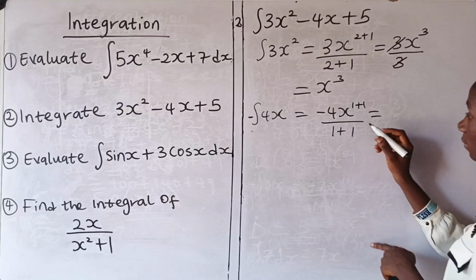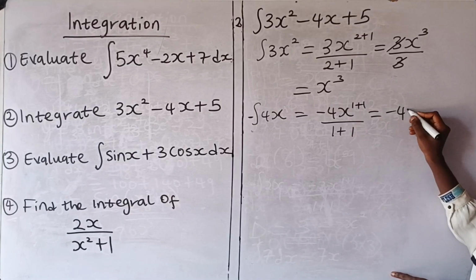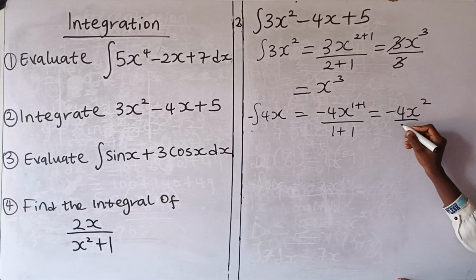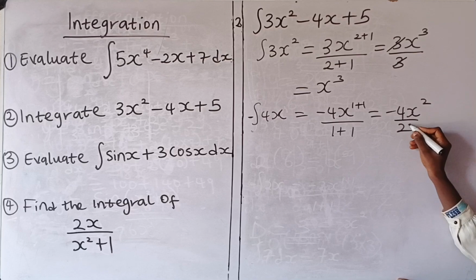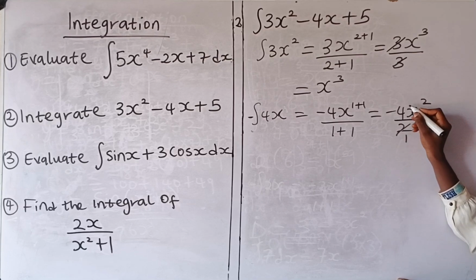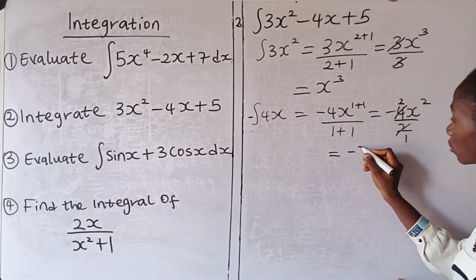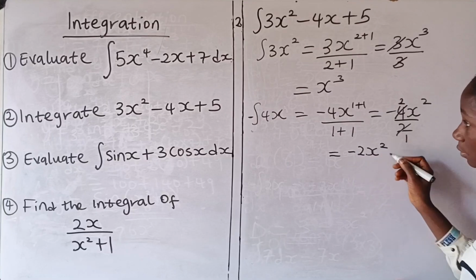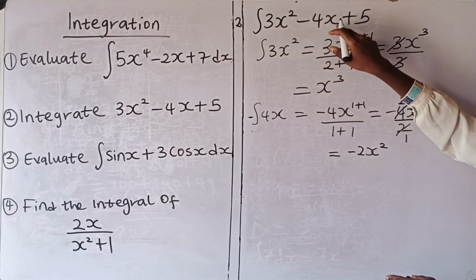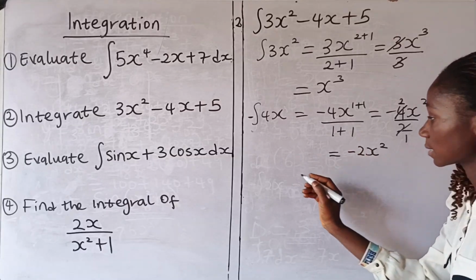So what are we going to have? Minus 4x raised to power 2 divided by 2. This can cancel itself 1. This cancel 4 to give you 2. So what do we have? Minus 2x raised to power 2. That's 4 minus 4x. So now let's go back to the constant.